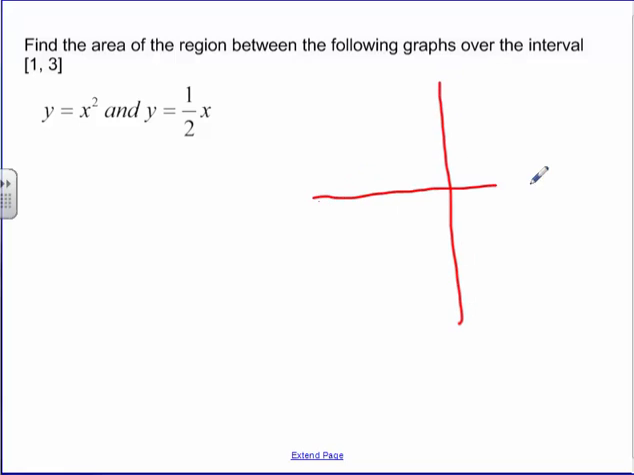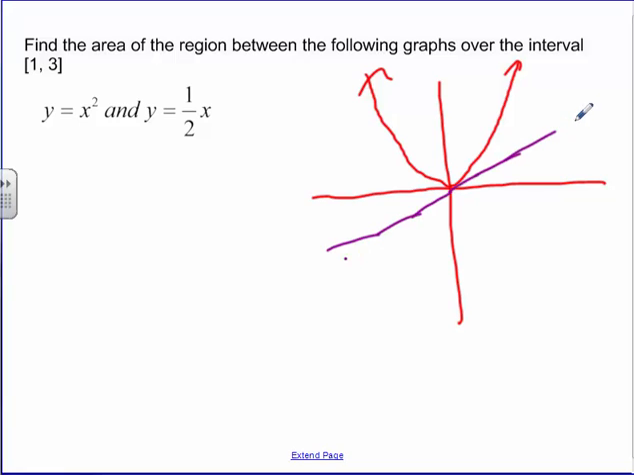So for a quick little picture here, I know what an x squared graph looks like. It looks like this. And then 1/2 x looks something like that. And we are looking from 1 to 3. So let's say that 1 is right here, and that 3 is right here. Hopefully it's clear that the x squared graph is always greater than the 1/2 x graph. So if I want to find this area right here, that is kind of the black area that I put here. Let's try to do this one better than last time.